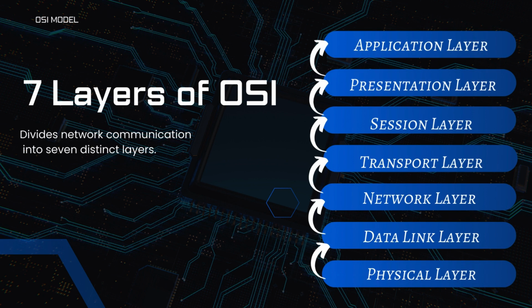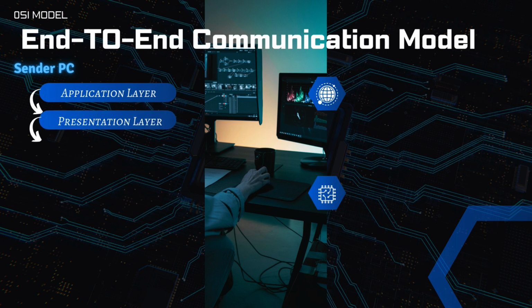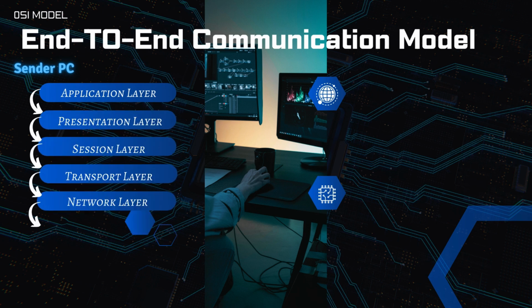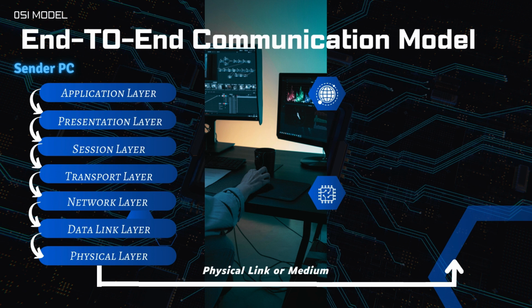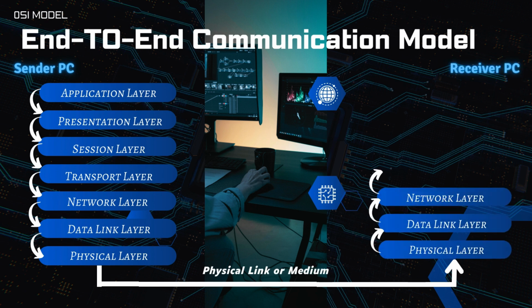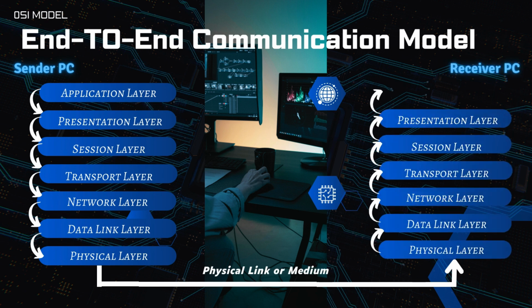The end-to-end communication model focuses on the process of data transmission from one end of a network to the other. It highlights the path and interactions between the source and destination systems, encompassing all layers of the OSI model. Here's a simplified overview of how end-to-end communication works in the OSI model.